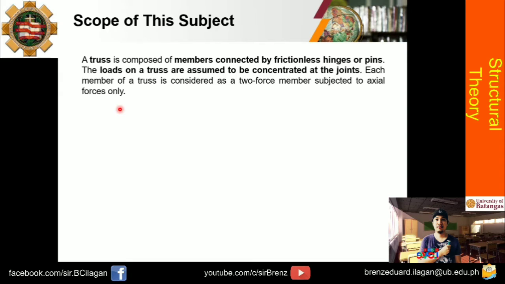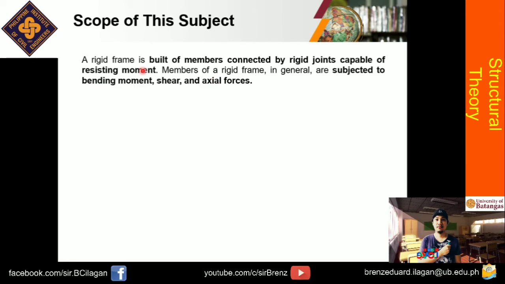And take note that a truss is normally assembled in a triangular shape. Next, what is a rigid frame? It is built of members connected by rigid joints capable of resisting moments. Members of a rigid frame in general are subjected to bending moment, shear, and axial forces. Sa frames, guys, ang kinocompute natin dito ay bending moment, shear, and axial forces.